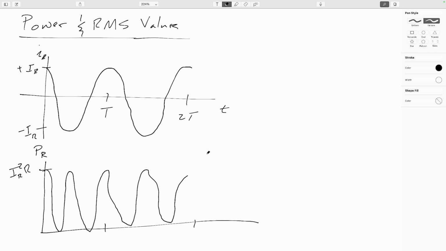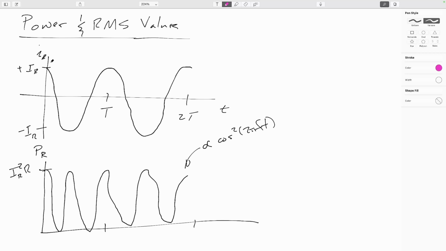There. This will go as cosine squared, so proportional to cosine squared of 2 pi ft. And we can characterize it in the average power. So if you use a super high-speed camera, you'll see that the glow in your toaster pulses 100, in North America pulses 120 times a second.